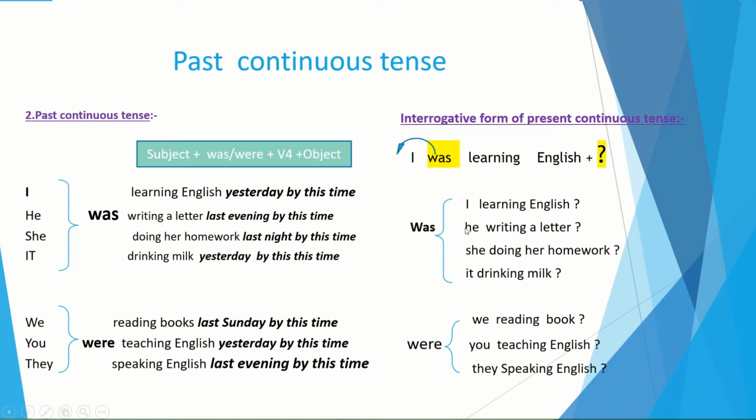Was I learning English? Was he writing a letter? Was she doing her homework? Was it drinking milk? Were we reading books? Were you teaching English? Were they speaking English? So this is how we write interrogative form of past continuous tense.